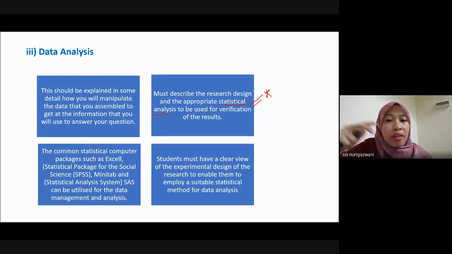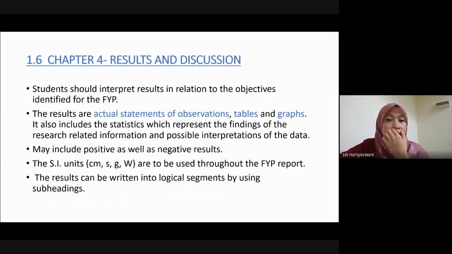And then student must have a very clear view on experimental design. This one pun penting juga. Perlu tahu macam mana experimental design awak tu, sebab nanti awak akan analyse dia punya data. Okay, so experimental design sangat penting, statistical analysis and what software that you use. Okay, next is chapter 4.